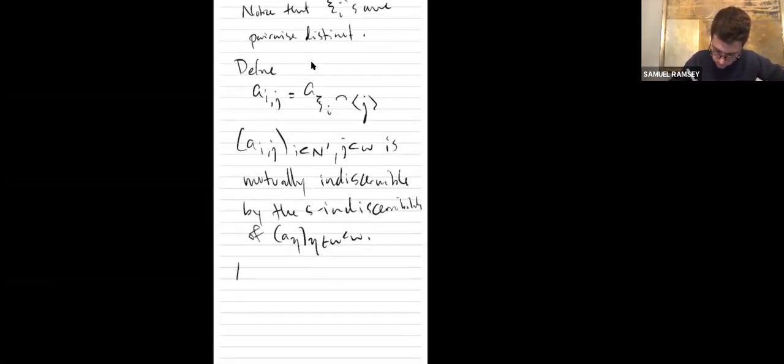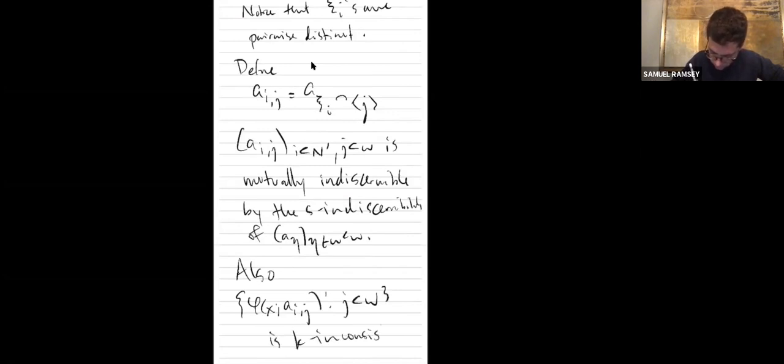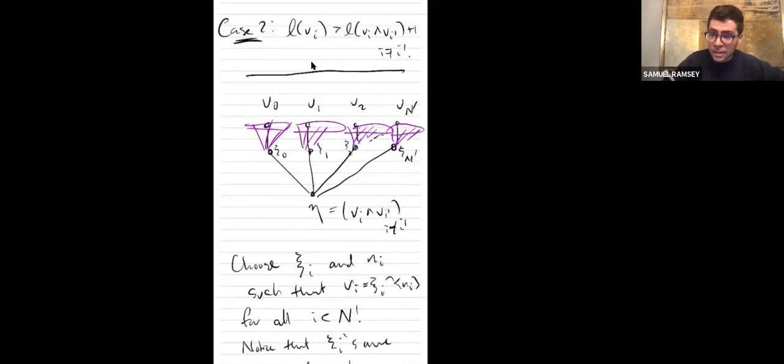Also, you know that phi x Aij, as you vary j, is k inconsistent. Why? Well, let's go back to the picture. What are these blobs? These are descendants of a common node. We've reduced back to case one, right? Where you look at descendants of a common node, children of a common node, and these were assumed to be k inconsistent.